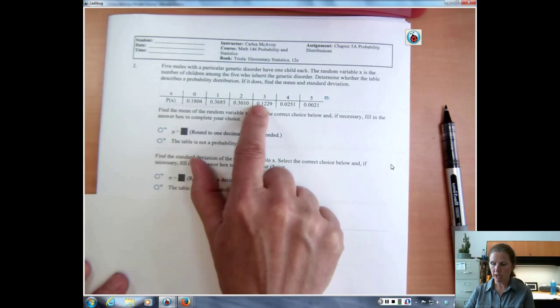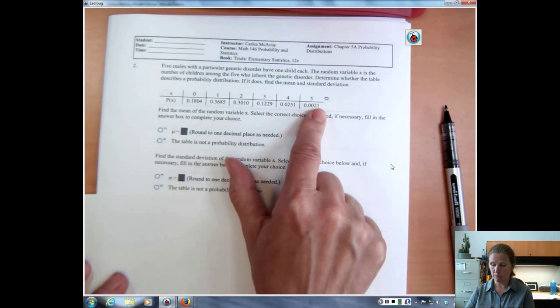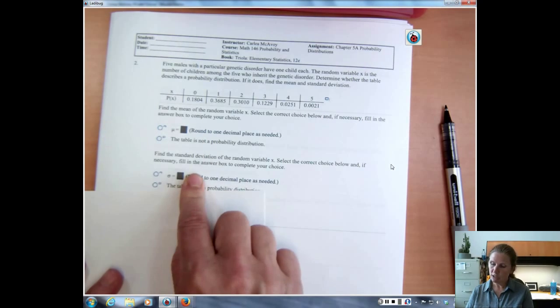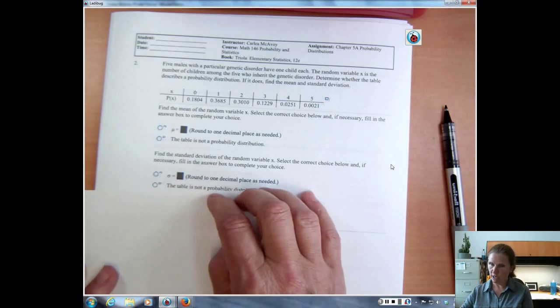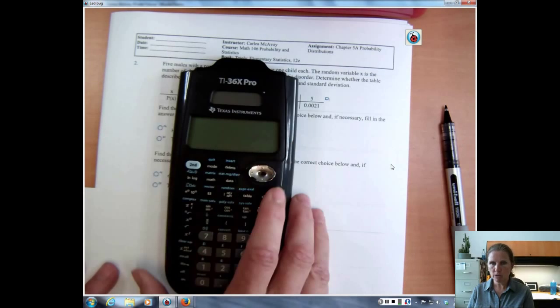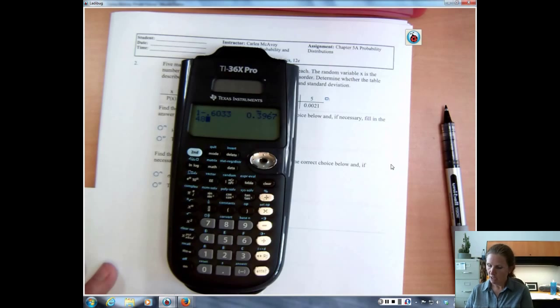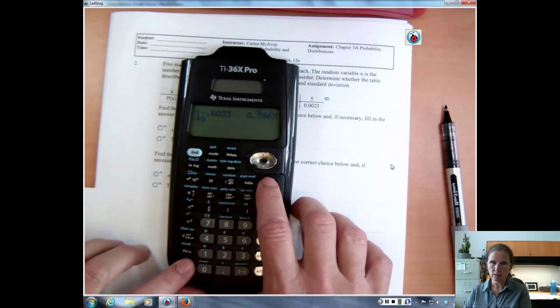Just put those into your calculator and add those up. It does add up to 1. So it is a distribution, and we need to find the mean and the standard deviation for that. And here's how I'm going to do that. I'm going to go to my data. I'm going to turn my calculator on. Let me clear out the data.